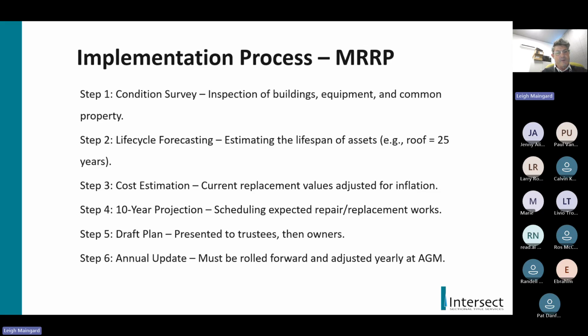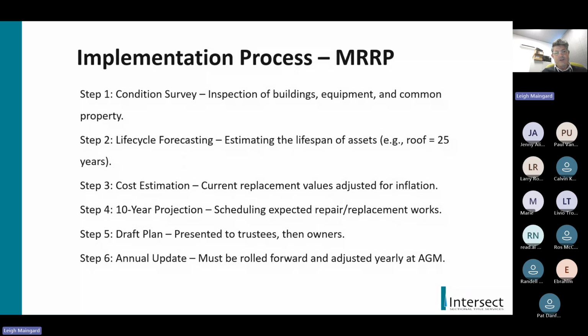Then they need to apply a cost estimation. So they use the current replacement values, and this is where they adjust it for inflation, or at an escalation as mentioned, which normally is around 8%.